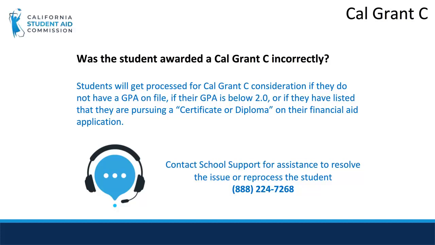If the student does have a GPA that is on time and qualifies the student for Cal Grant A or B consideration, make sure that the student listed that they are pursuing a bachelor's or associate's degree on their financial aid application. You will need to contact school support for assistance in reprocessing the student.